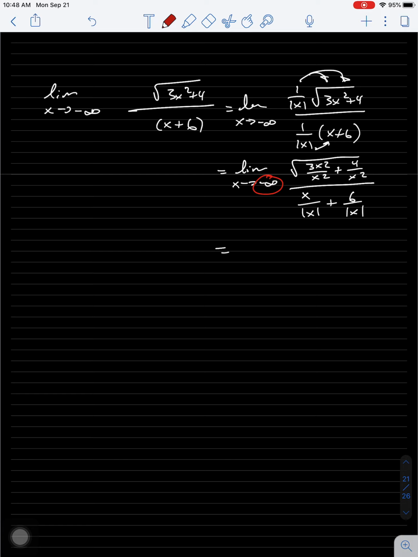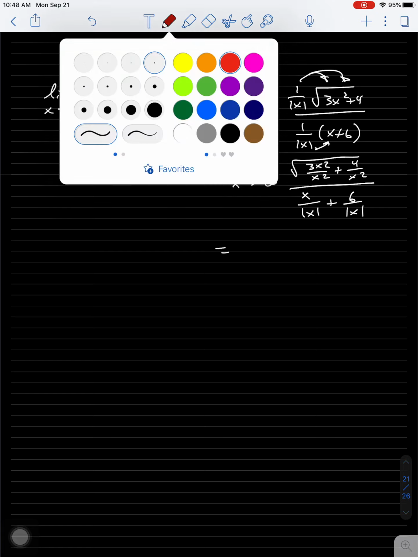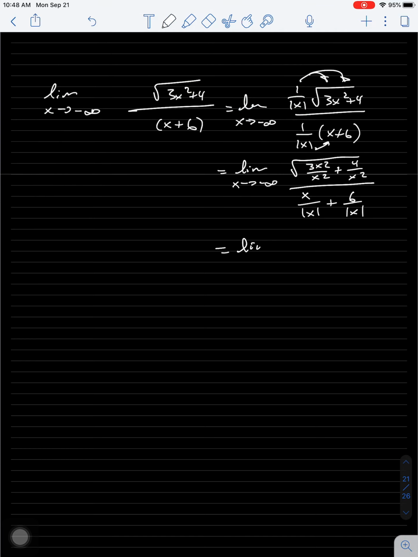So this is going to be a really big negative number. Okay, let's see how that affects the limit. This reduces to 3 plus 4 over x squared. And now downstairs, if this is a really big negative number, this will be negative. But this, because it's an absolute value, will be positive. So a negative value divided by the same positive value equals a -1. So that's where the negative infinity is going to change things.